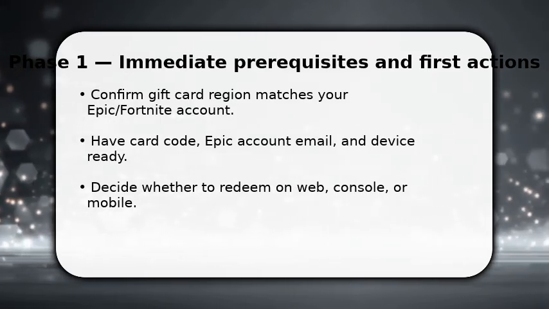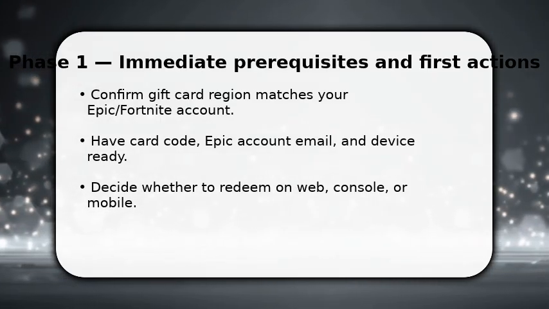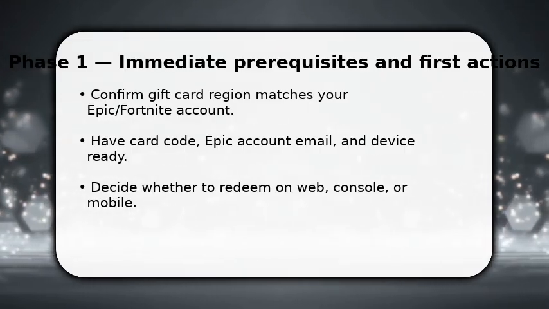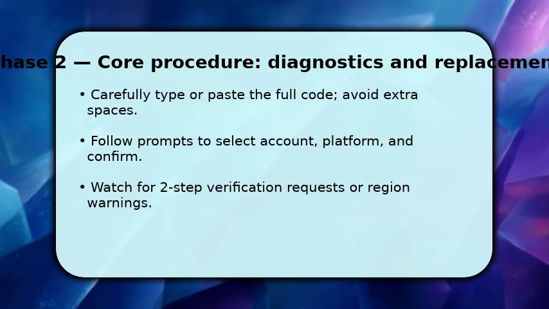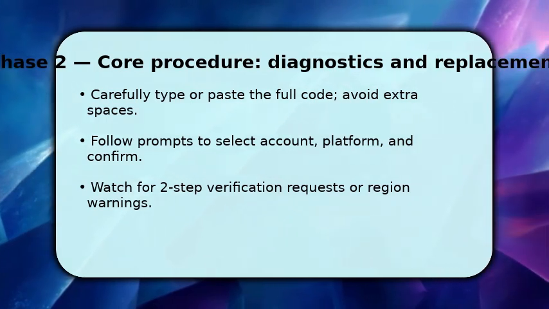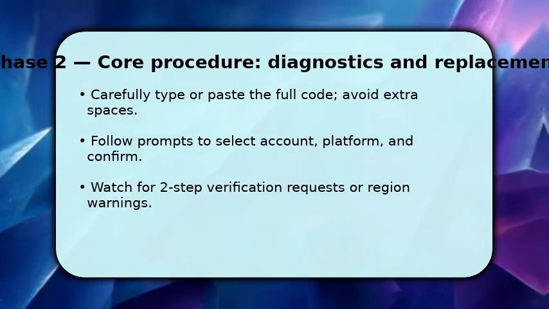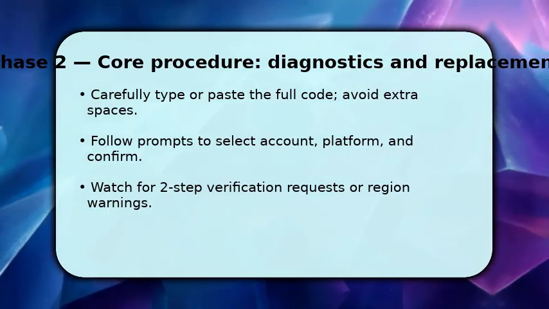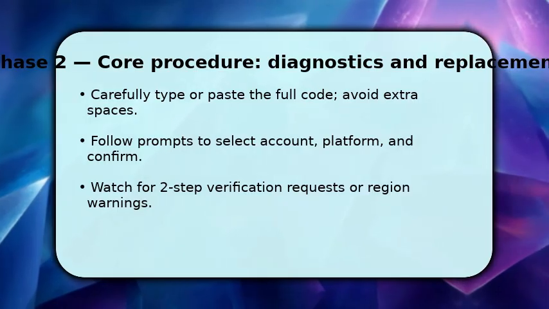Start on the Redeem or Code page because that immediate action validates the card and routes V-Bucks to the correct account. Now you enter the code precisely. Pay attention to dashes and letter shapes. One wrong character causes failure. Once entered, you'll be prompted to select the platform linked to Fortnite and confirm the account that will receive V-Bucks.